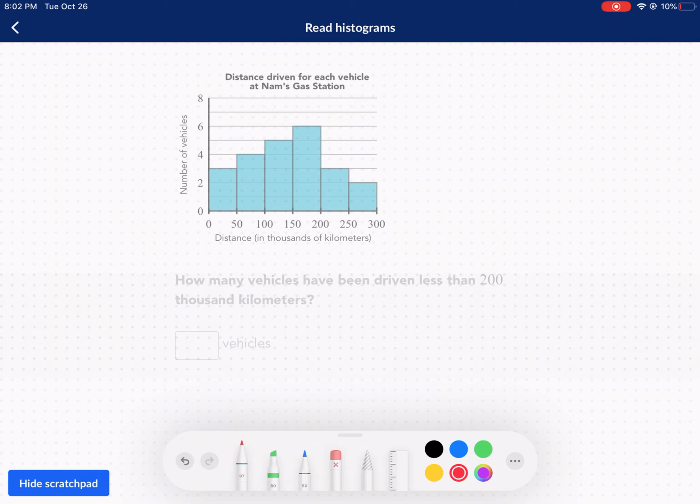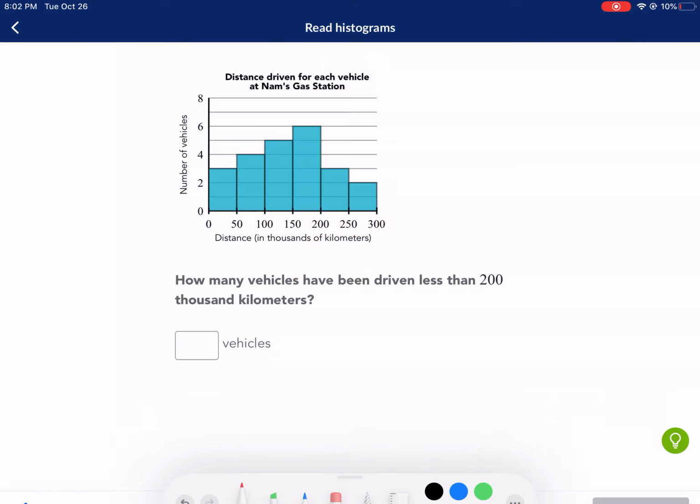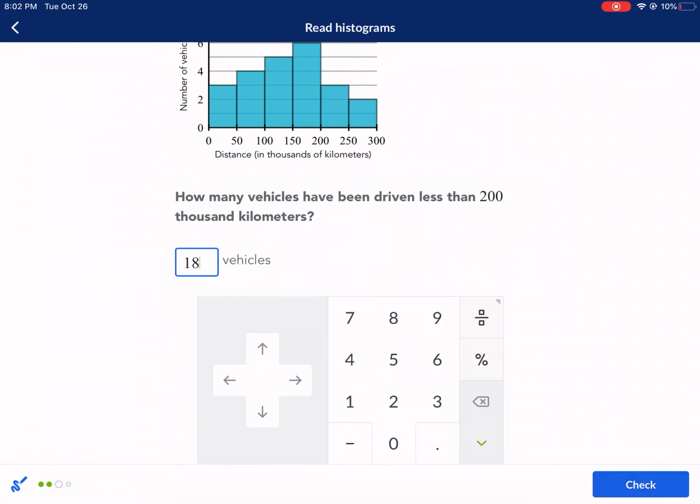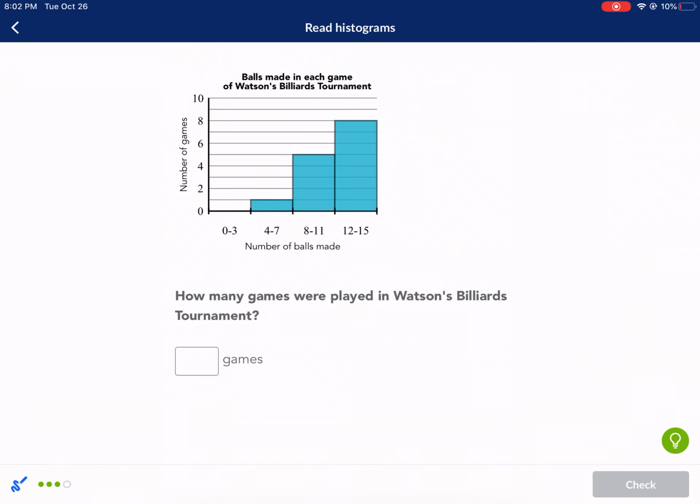It's saying how many have been driven less than 200,000 kilometers. So that's all of these ones. We go to where we see 200 on the chart and count how many. This is 6, then 5, 4, and 3. We add all those numbers together: that's 11, 15, 18. So that is 18 vehicles. And that's how we do it. We can see how many vehicles there are from the histogram.